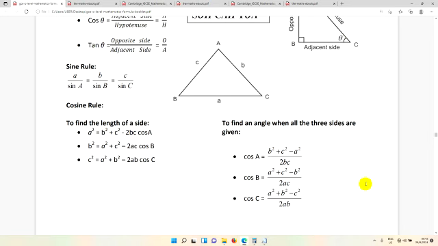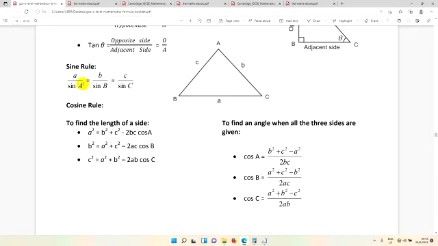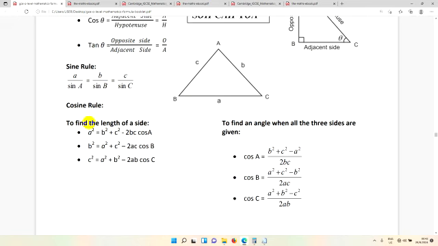Alright, so today we are on the sine rule and the cosine rule, and I will tell you where we use the sine rule and where we use the cosine rule.